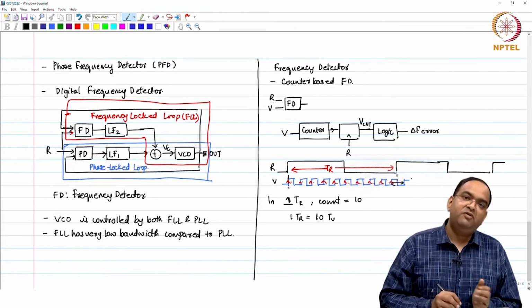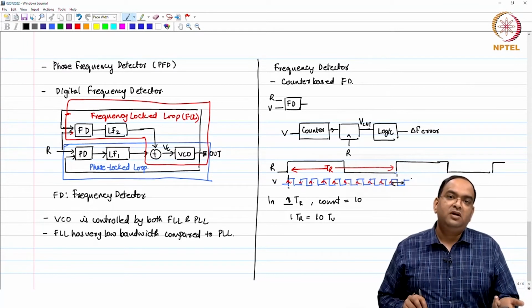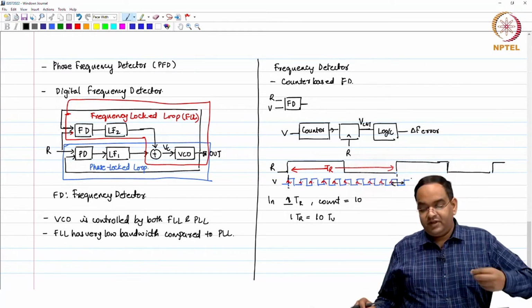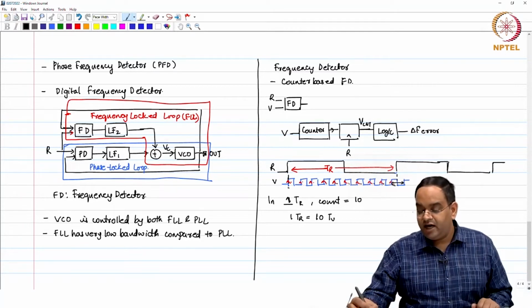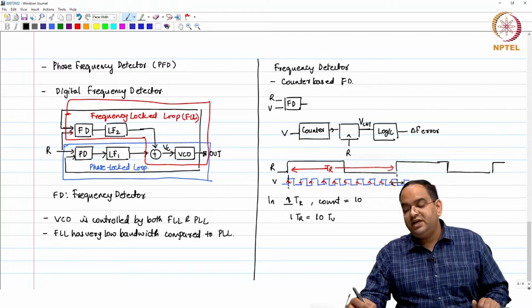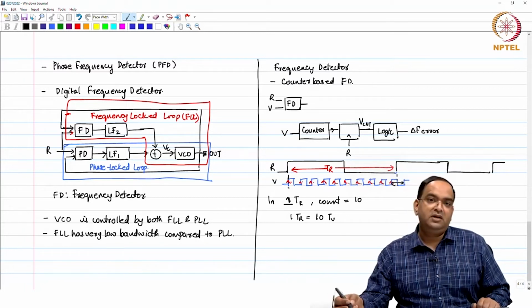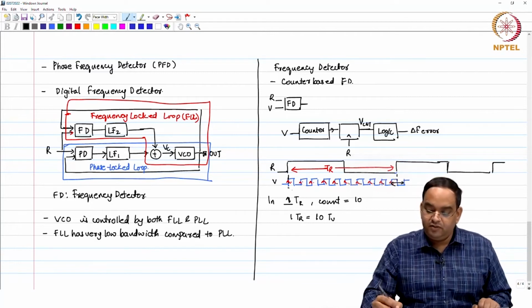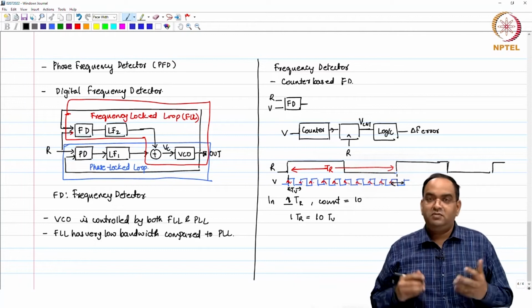Now, you will say that it is not 10 times TV because the whole cycle is not included in the reference period. Well, that is the error which you will have to deal with. You cannot avoid that error. It is actually, you can say, 9.5. So, this 0.5 times TV, the V period, is the error which you may anyway have.